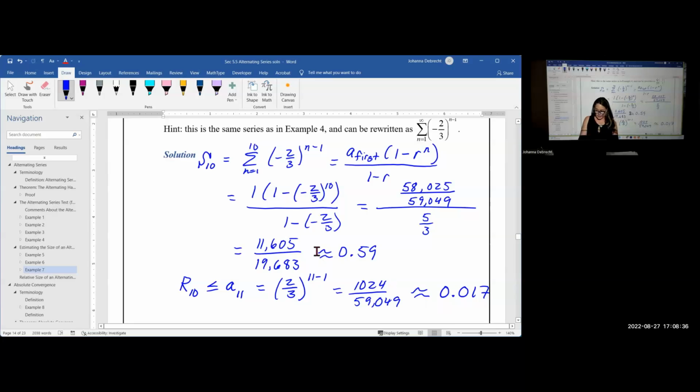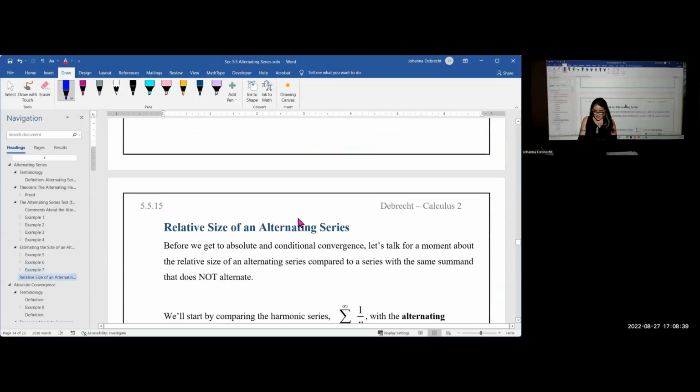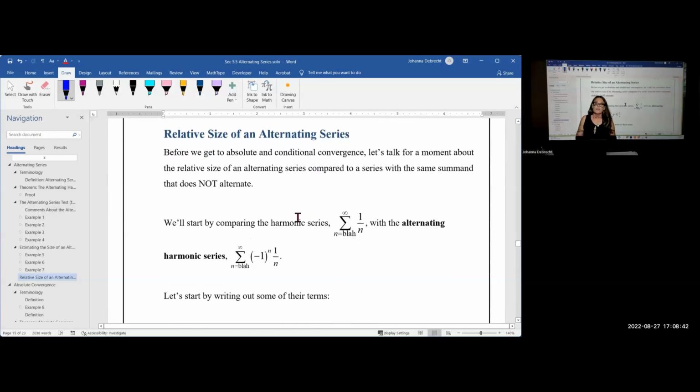So let's say something in summary about the relative size of an alternating series before we get to the next video, where we're going to talk about absolute and conditional convergence. When we think about this alternating series, we've got every other term being positive and every other term being negative, at least at some point in the tail. That must mean that the sequence of partial sums is smaller than this one right here, where they're all strictly positive.